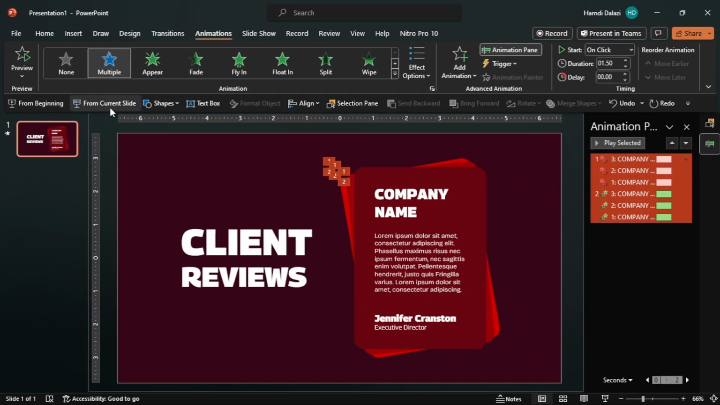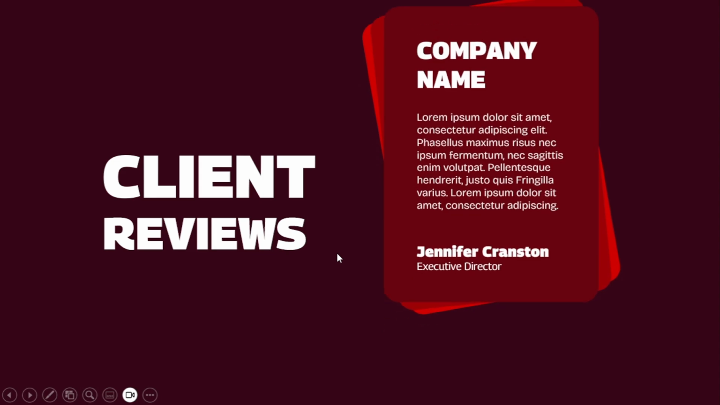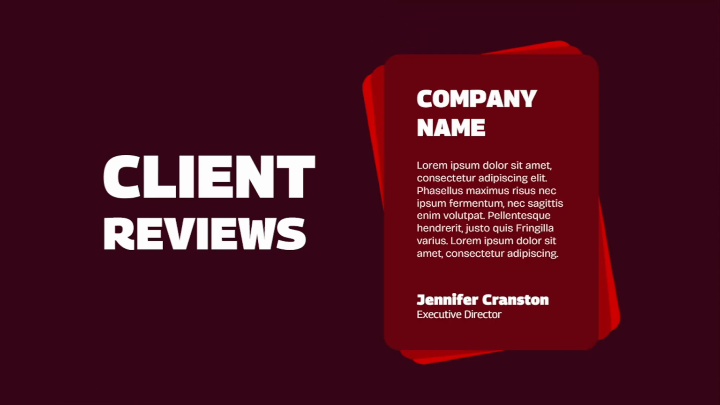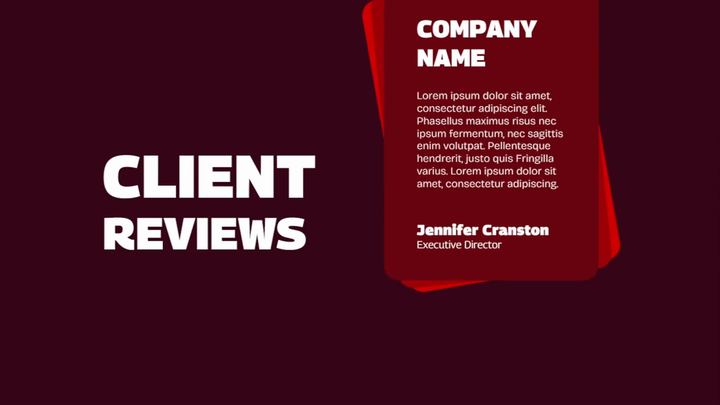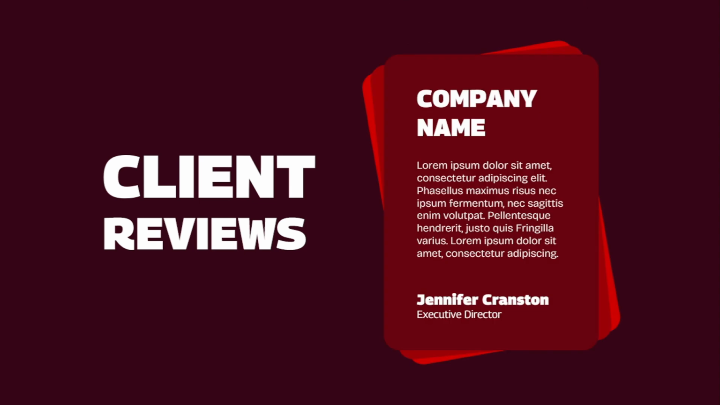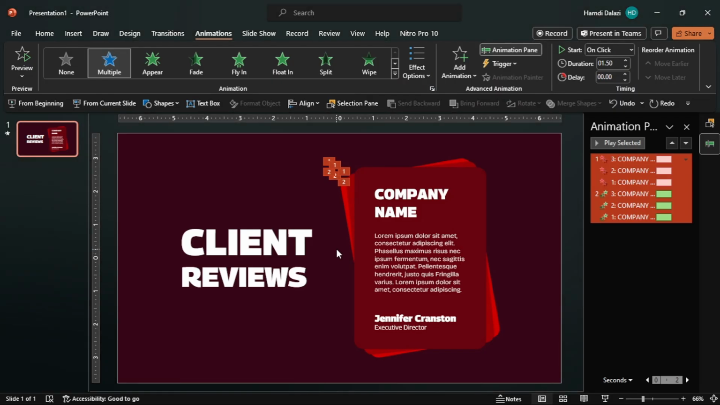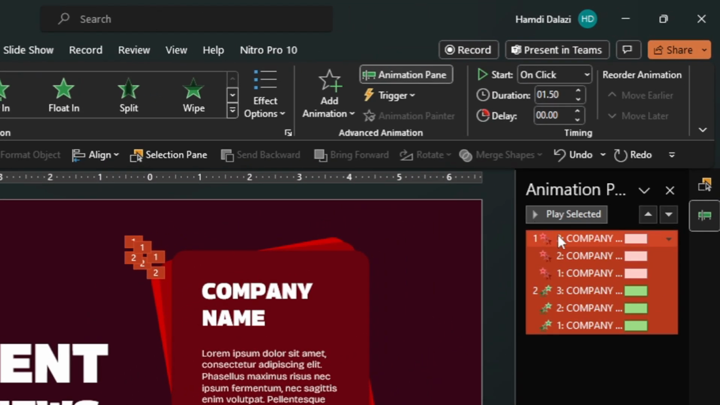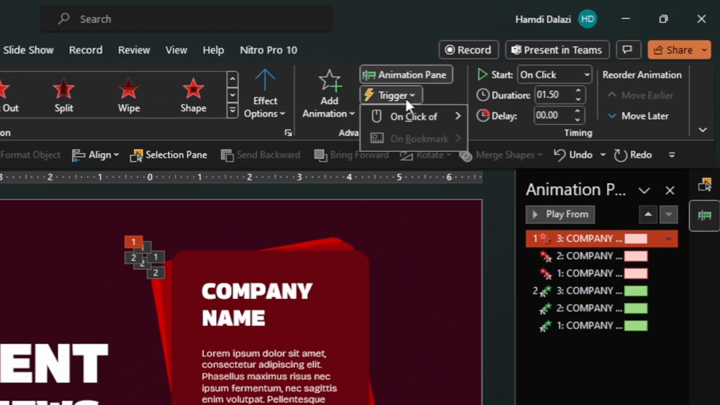Let's check it out on the full screen. As you can see, the entrance and exit animations are all over the place. And to get the desired animations, we're going to use animation triggers to introduce sequence to these animations. So, select each exit animation and trigger them with a click of their rectangles.